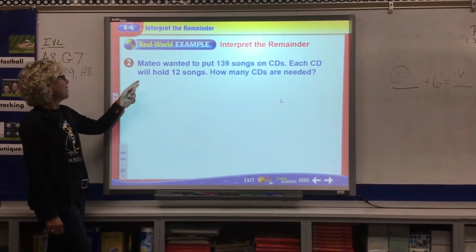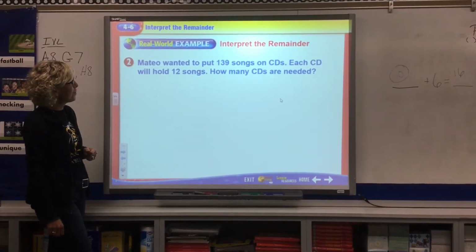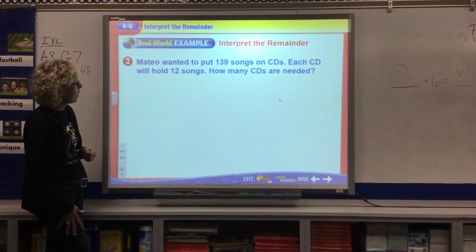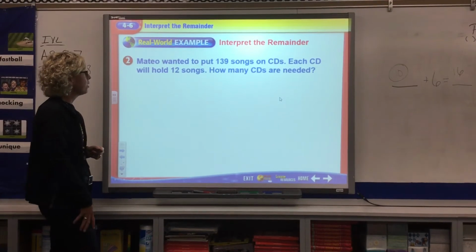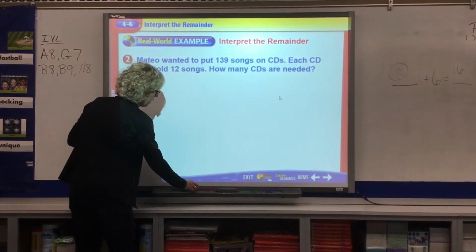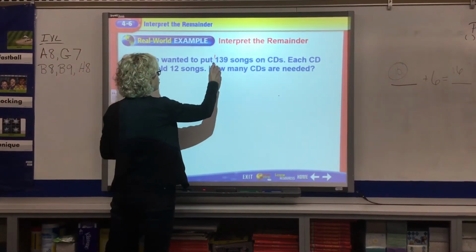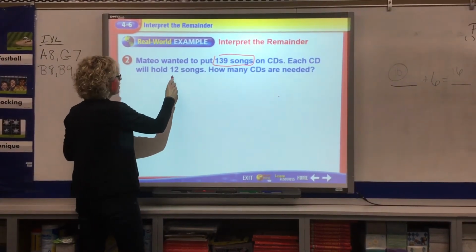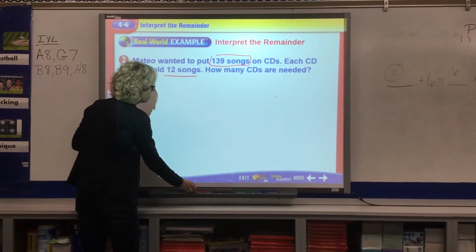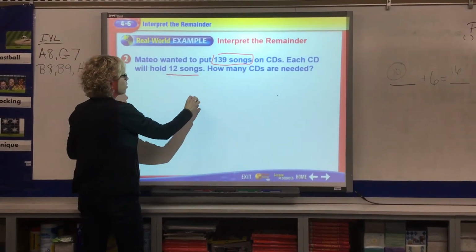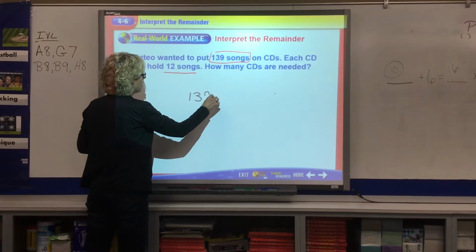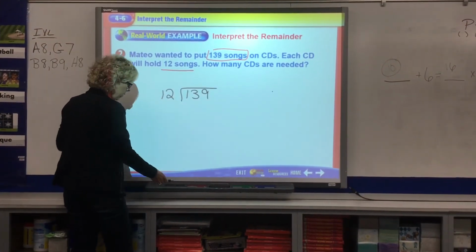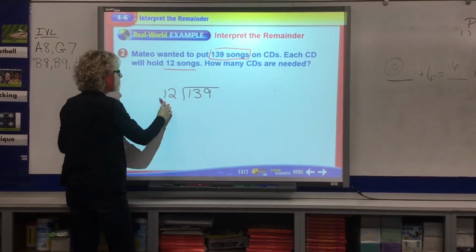Mateo wants to put 139 songs on CDs. Each CD will hold 12 songs. How many CDs are needed? So we have 139 songs on CDs. Each CD is going to hold 12 songs. So our division problem is the total number of songs divided by the number of songs per CD, which is 12. We look at this problem and we're going to divide it out.